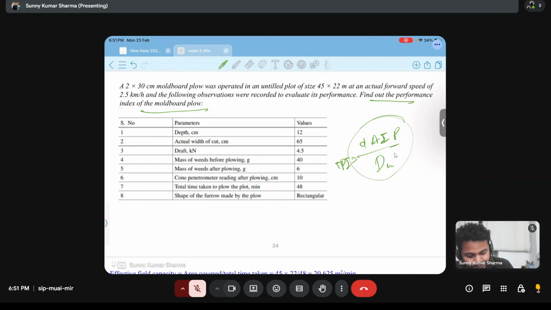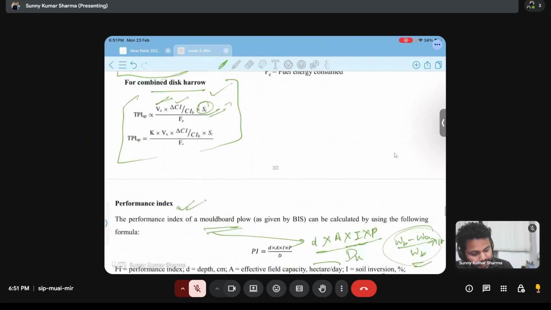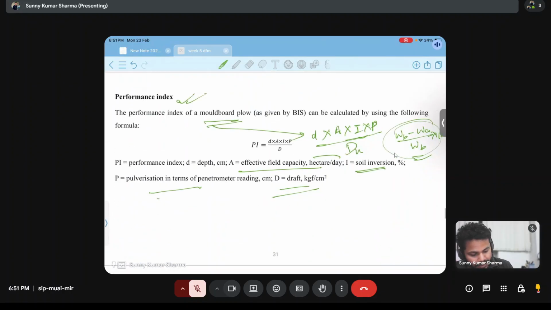What they are asking is: a 2 into 30 centimeter moldboard plow was operated in an untilled plot of this size at an actual forward speed of 2.5 kilometer per hour, and the following observations were recorded. So find out the performance index. D will be the depth of operation in centimeter. A will be the effective field capacity in hectare per day.